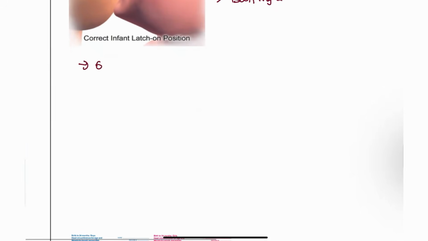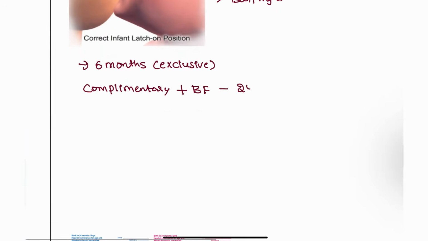Okay. Next, how many months we have to give? At least 6 months exclusive. Okay, 6 months exclusive will be given. Next, after that, complementary food will be started after the 6 months. So complementary plus breastfeeding is done until 2 years of age. This is how we are going to see.